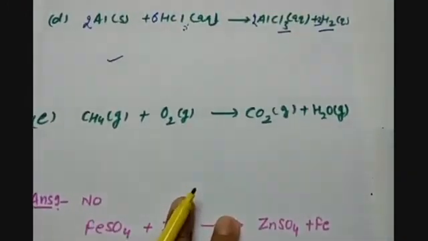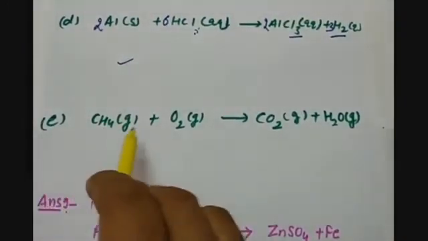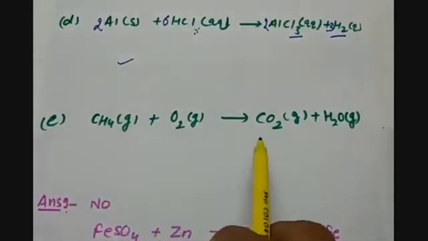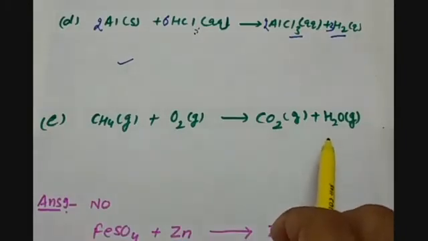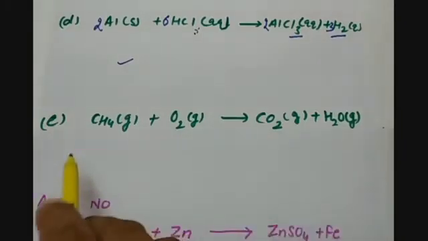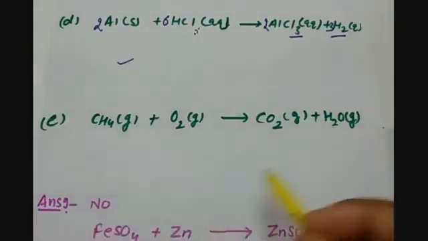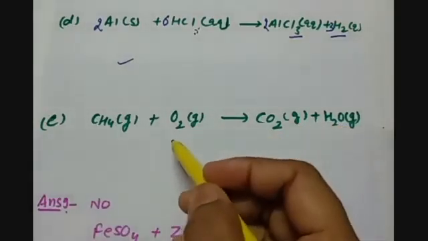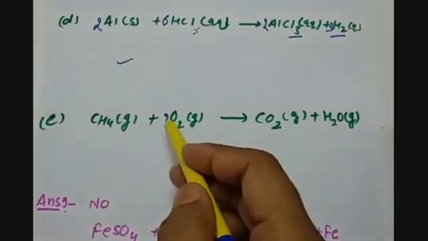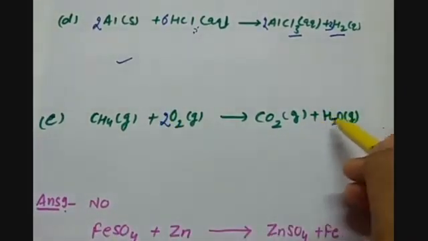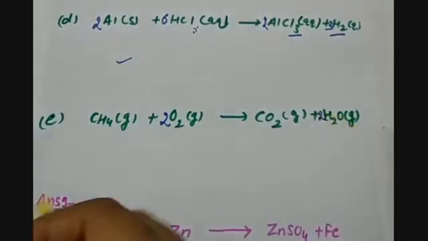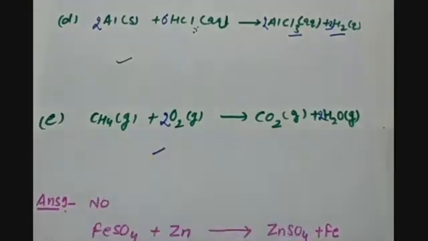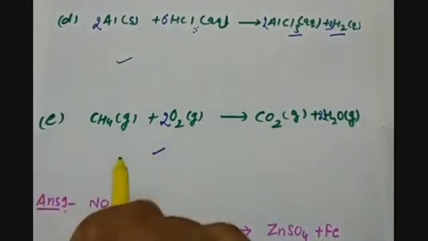Part E. CH4 methane gas burns in the presence of oxygen, gives us carbon dioxide gas and water vapors. So here what is happening is that on this side we have 3 oxygen, here we have just 2. So let us make it more. Now oxygen is balanced, CH4 is also balanced. Now the equation is balanced. So this is how we do the balancing of equations.